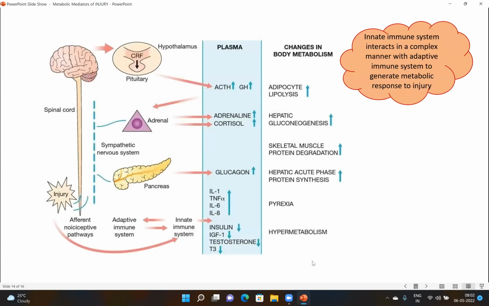The innate immune system interacts in a very complex manner with the adaptive immune system, and it leads to generation of metabolic response to injury. Here we can see innate immune system interacting with adaptive immune system. There is rise in interleukin 1, 6, 8, TNF-alpha, and this acts via hypothalamus, leading to pyrexia. Acute phase reactants in the liver increase. Skeletal muscle protein degradation, adipocyte lipolysis, hepatic gluconeogenesis, and hypermetabolism occur. There is rise in ACTH and growth hormone, and adrenaline and cortisol increase.